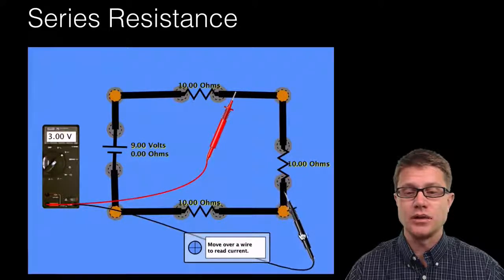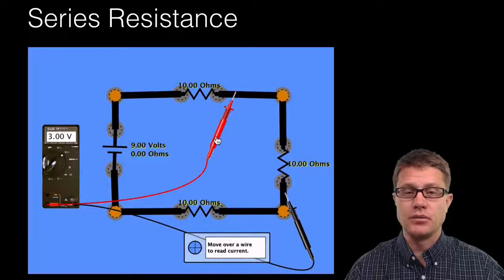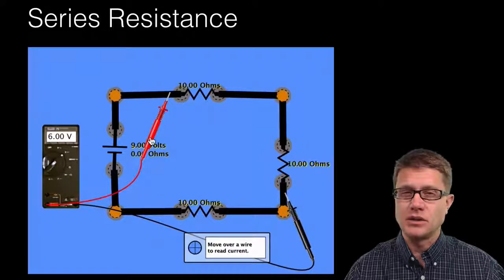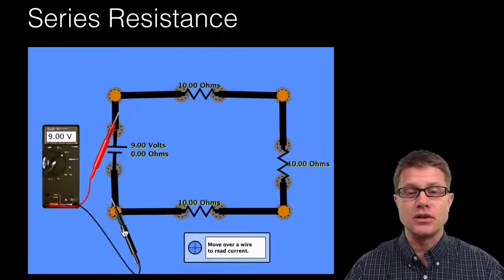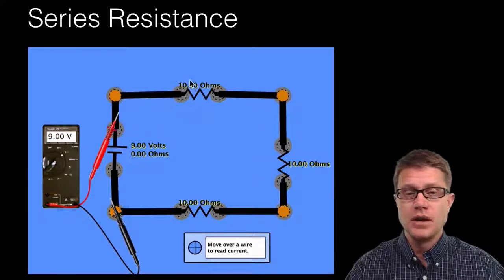If I move it over to this one, it's going to be 3 volts. If I do both of them, you can see it's going to be 6 volts. And so really what we're doing is dividing that voltage across all 3 of those resistors. But now let's look at these 3 10-ohm resistors.